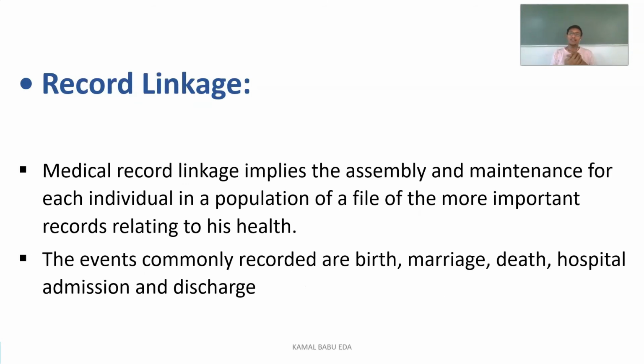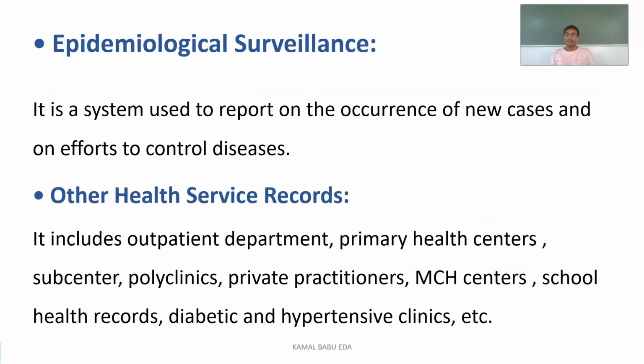Next, record linkage. This medical record linkage implies the assembly and maintenance, for each individual in a population, of a file of important records relating to his health. In a community, every individual should have one particular file containing all the important things that happen in his life. This record linkage generally consists of his birth, the age at which he got married, his death, his hospital admission, and his hospital discharge. All these things will be there in this record linkage.